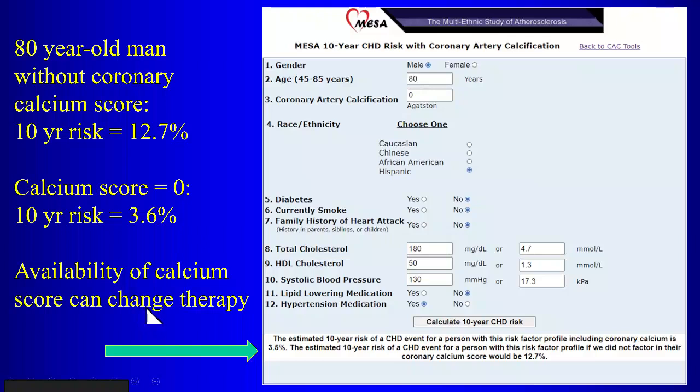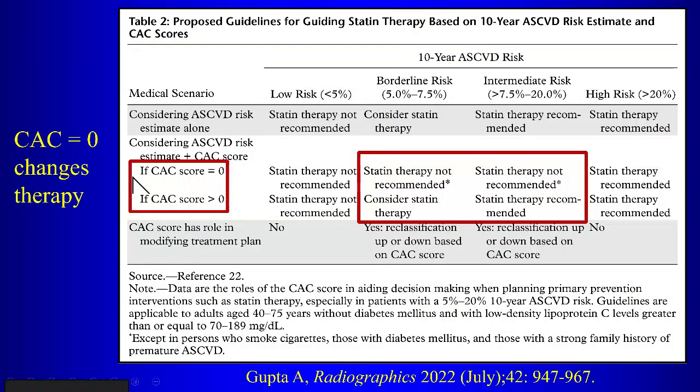And this is how it can be used in practice. So let's say you have a patient whose risk factors put them at borderline risk, okay? Calcium score of 0, statin therapy is not recommended. Calcium score greater than 0, consider statin therapy. Intermediate risk, where your risk is 7.5 to 20%: calcium score of 0, statin therapy not recommended. Calcium score greater than 0, statin therapy recommended. So the calcium score changes management when we're in this borderline and intermediate risk group.